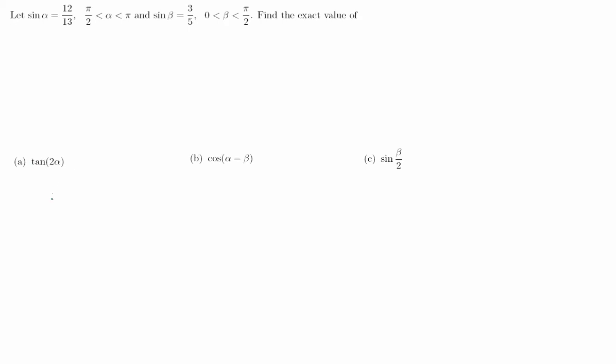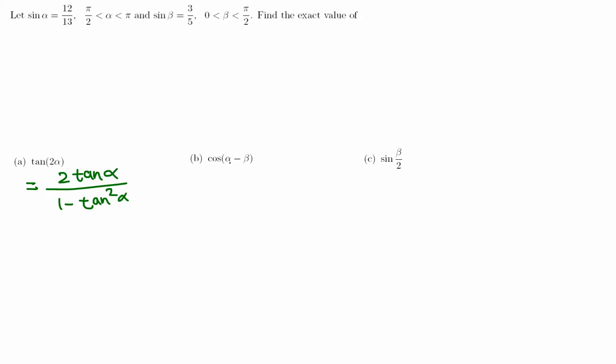If we look at the formula list which is provided, tangent 2 alpha is given by 2 tangent alpha over 1 minus tangent squared alpha. So to find the value of tangent 2 alpha, we need tangent alpha, and tangent alpha can be found from this information, because we have sine alpha. We are going to draw a right triangle and we can easily find tangent alpha.